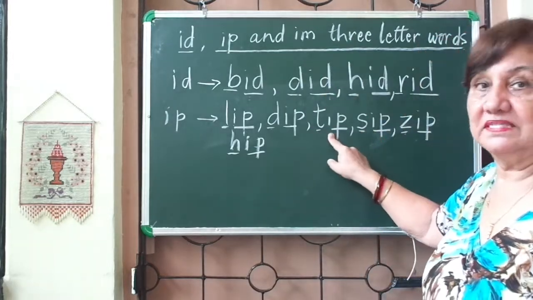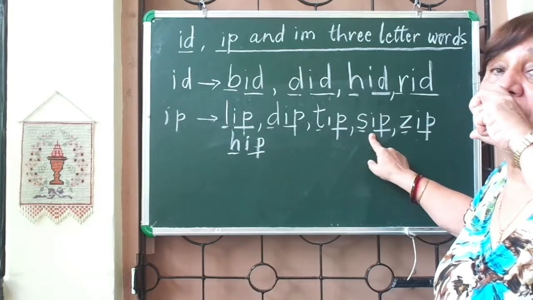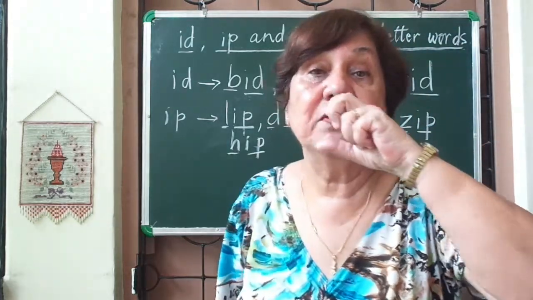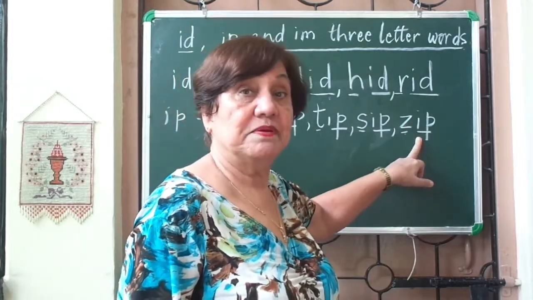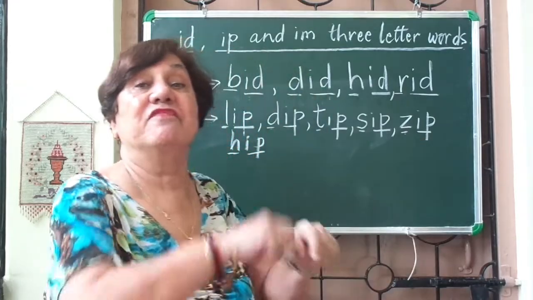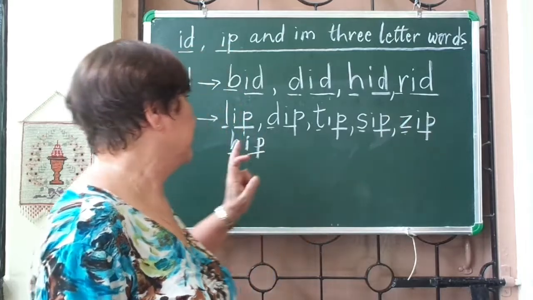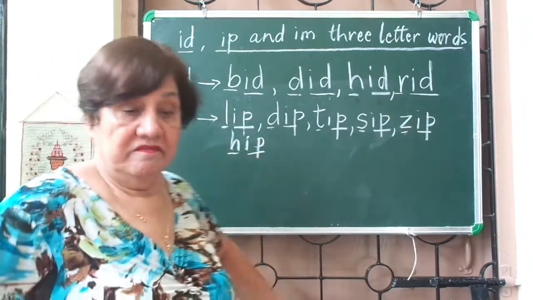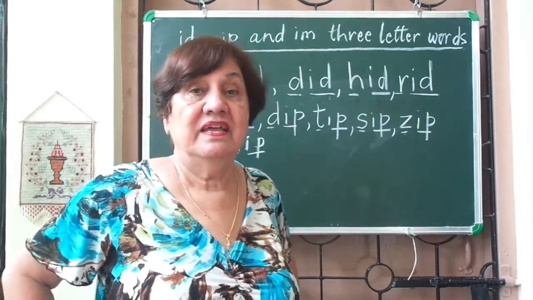T, ip, tip. S, ip, sip. You sip your milk from the cup or from the glass. Okay? Z, ip, zip. Zip of the jacket, zip of your pant, zip of your bag. That is Z-I-P, zip. And H-I-P is hip. We all have a hip. Down the waist, we have the hip.